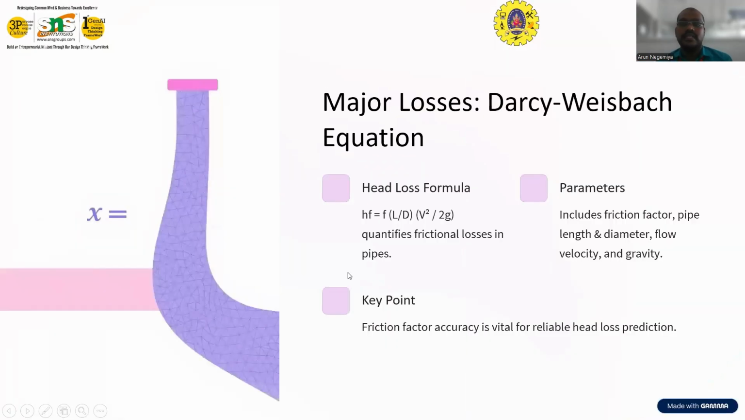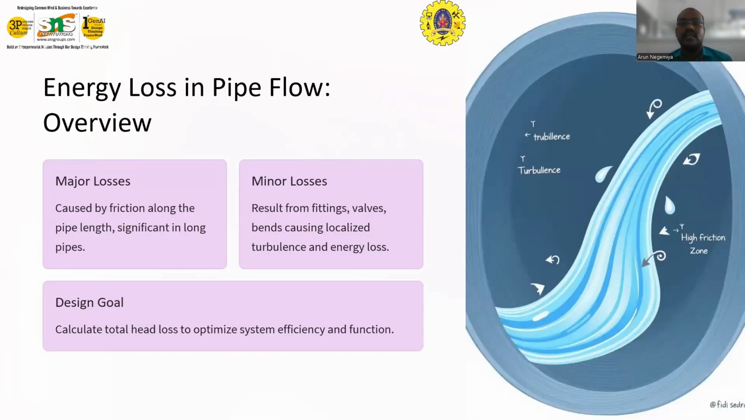So you see that figure. In that figure, the major and minor losses are shown. The major losses can be caused by the pipe length. If the length is more than 100 meters, definitely major losses will happen. Next one is minor losses. Minor losses will be caused because of the pipe fittings, valves, bends, turbulence, and energy losses.